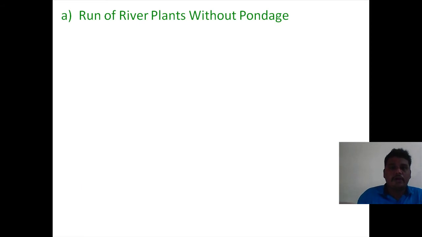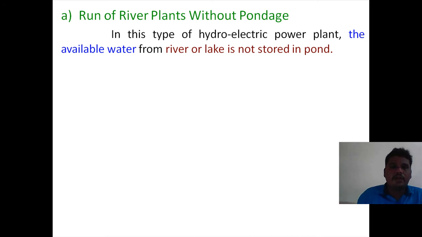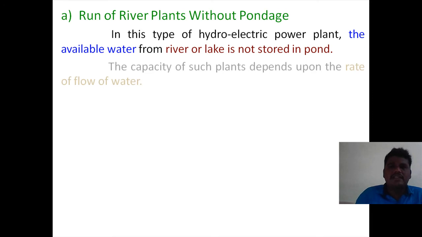First, runoff river plants without pondage. In this type of hydroelectric power plant, the available water from a river or lake is not stored in a pond. There is no storage facility. Whenever the storage facility is not there, they can use the water within the season only. The water cannot be used in unrainy seasons. The capacity of such plants depends upon the rate of flow. Whenever there is a rate of flow, the power can be used. Otherwise, they can't give any.